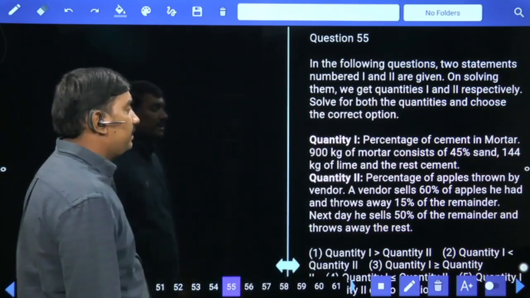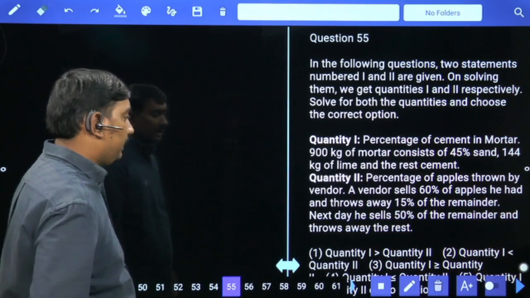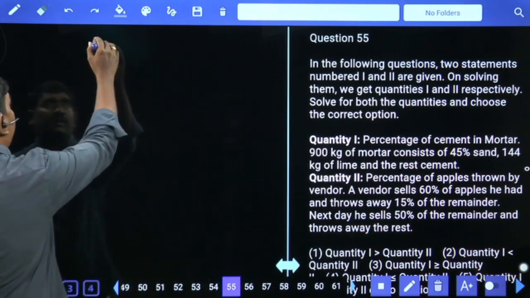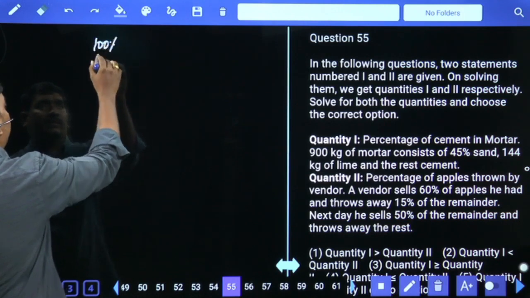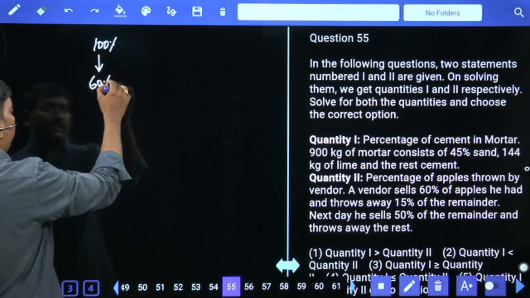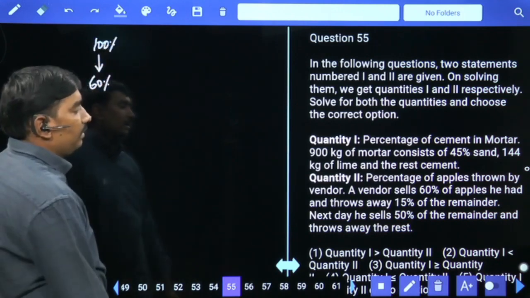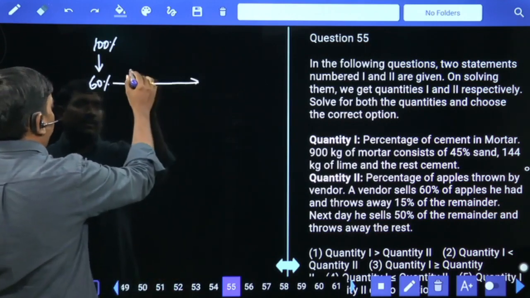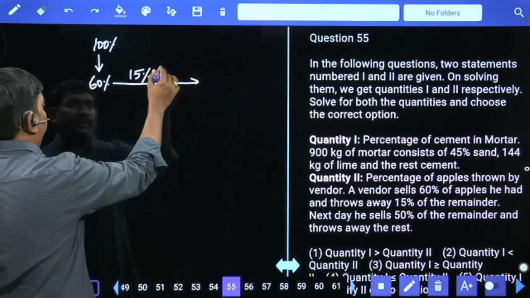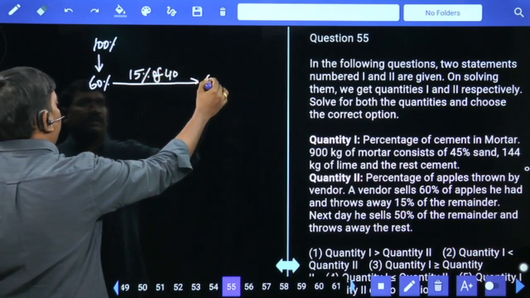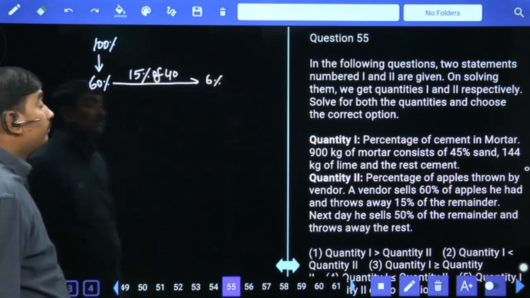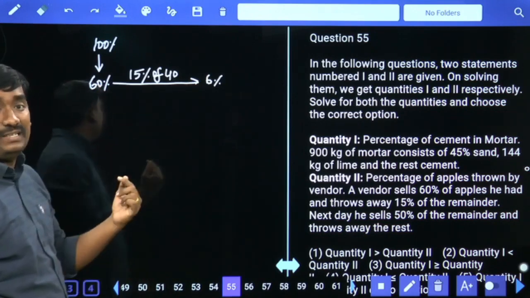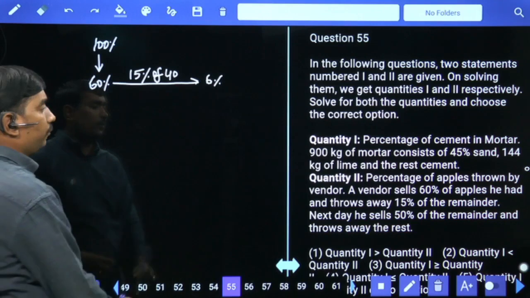Percentage of apples thrown by the vendor. A vendor sells 60% of the apples he had. Suppose he had 100%, he sells 60%, and throws away 15% of the remainder. So the remainder is 40. In that, 15% means 6% is thrown away. 60% sold out, 6% thrown away, 66 is over. So remaining 34%.